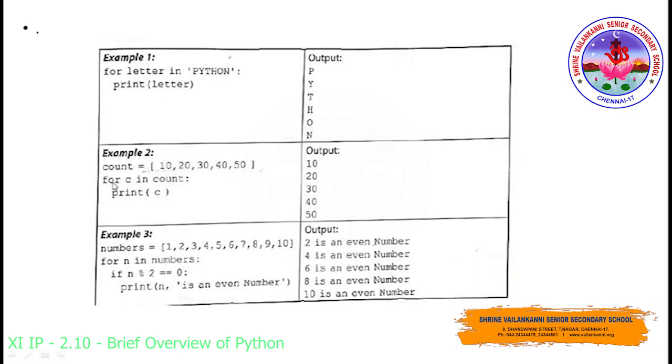Similarly 20. The 20 will be assigned to C and the 20 gets printed. So it keeps going till 50, and once all the iterations are over, it will come out of the loop and it will end the for loop. So this is how this second example will work.